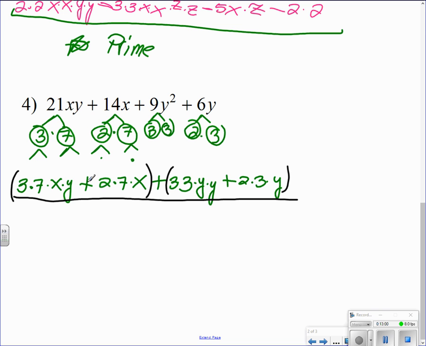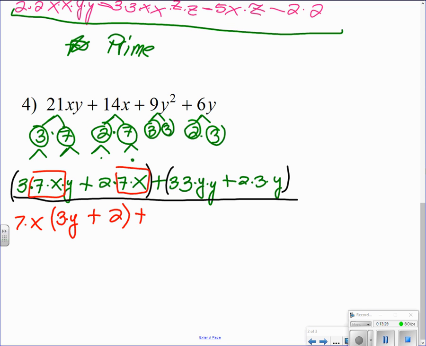Do these have something in common? Yes, they do. They have 7x in common. Not all of them, but only the first two. Okay, so what they have in common, I write it outside. Then what's left over, I write it inside. If I take out the 7 and the x, what's left over is 3 multiplied by y. Then plus, take out the 7 and the x, there's a 2 left over, parentheses.